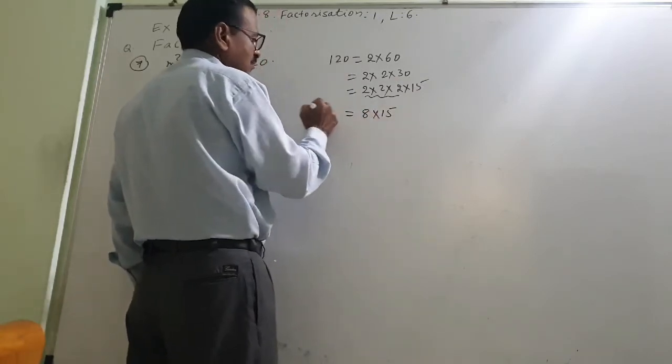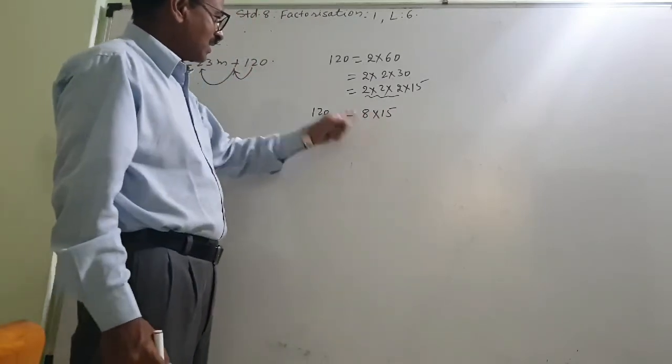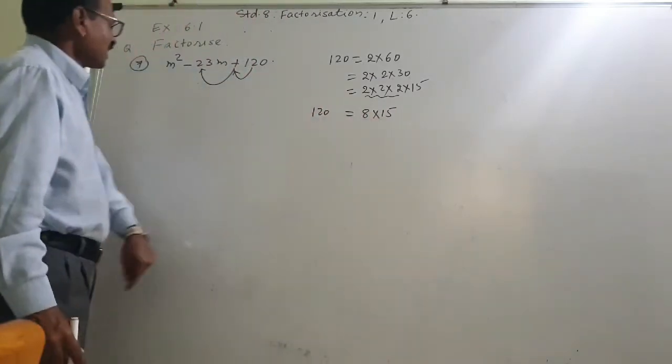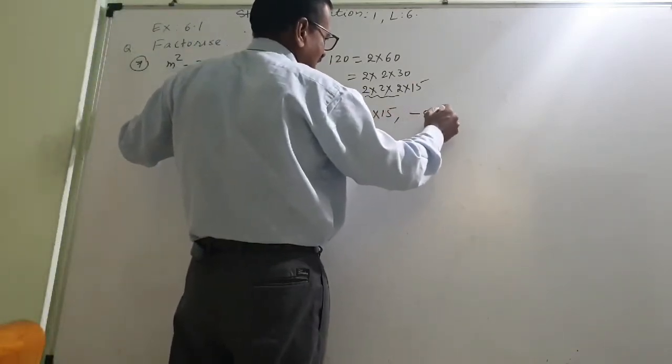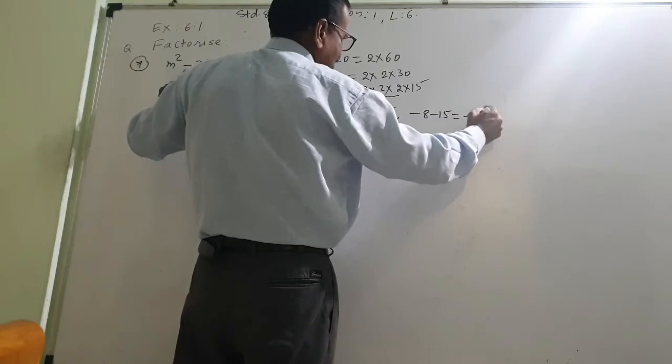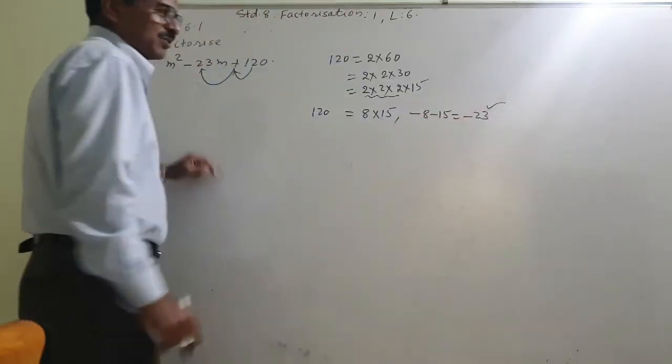This 120 is equal to... Why? Here my addition is coming to be 23. But that addition I want negative. So I will write minus 8 minus 15 is equal to minus 23. Here my addition is over.